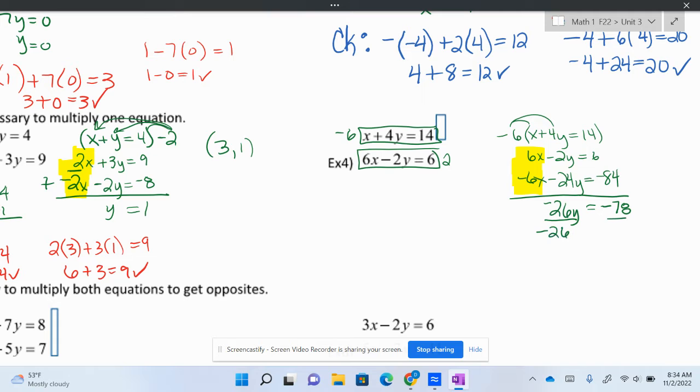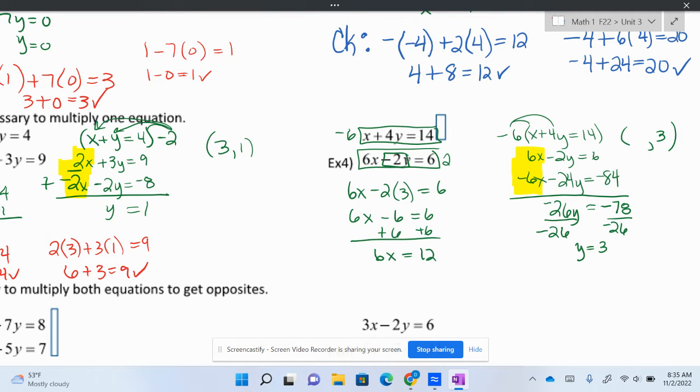Divide both sides by -26, and I find out that y equals 3. So that's the second coordinate to my solution. I'm going to plug that into this equation right here. 6x minus 2 times 3 equals 6. 6x minus 6 equals 6. When I add 6 to both sides, I have 6x equals 12. When I divide both sides by 6, I find out that x equals 2.